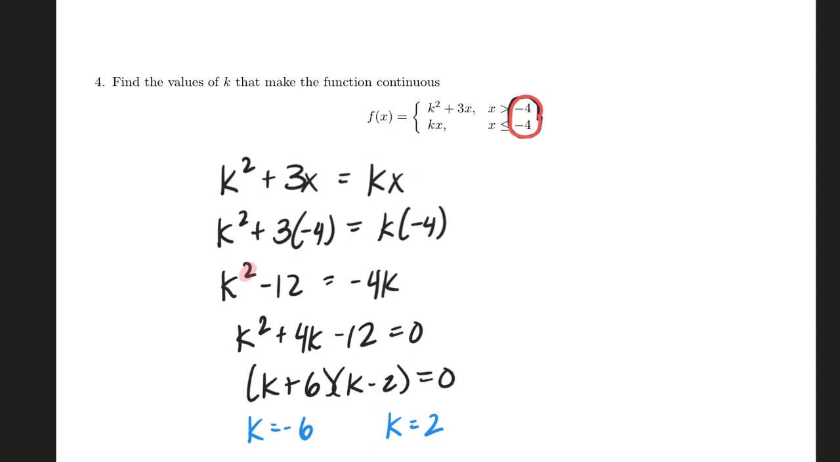All right, so those are our solutions to this problem. Again, set them equal to each other. That looks complicated because you have k and x, but x has to be negative 4 because that's where the switch happens. We're trying to make sure that those two line up and we don't have that jump.